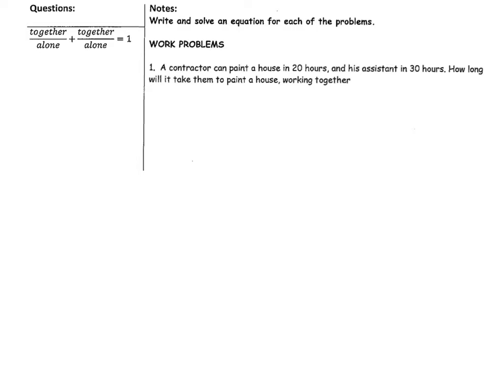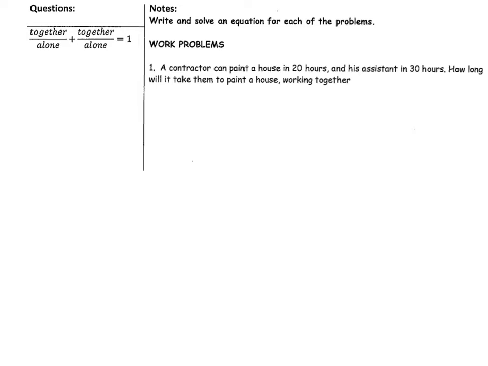All right. So the first thing is that I give you a lot of tips, either in the margin or within the problem. So right now, on the left, it says questions. Together over alone plus together over alone equals 1. And what this means is that that's how you're going to set up your equation.